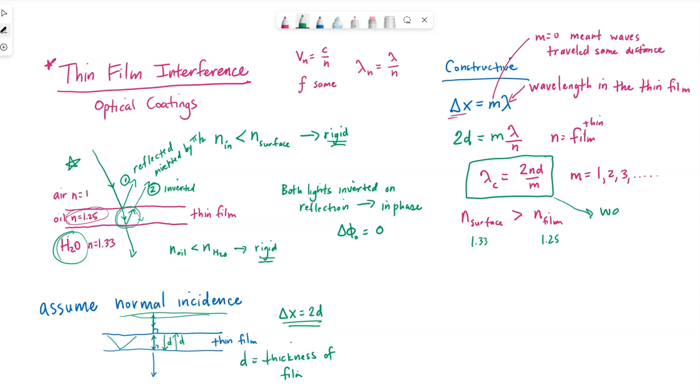These are the wavelengths that will constructively interfere in this film. So if you're looking at the puddle in the parking lot after rain, these are the colors that you see. So constructive interference means you are seeing those colors.